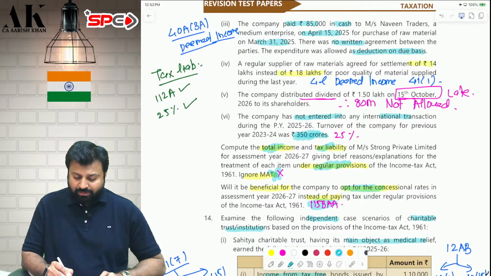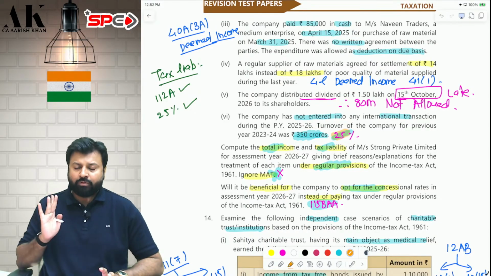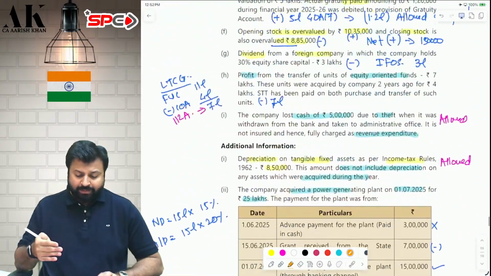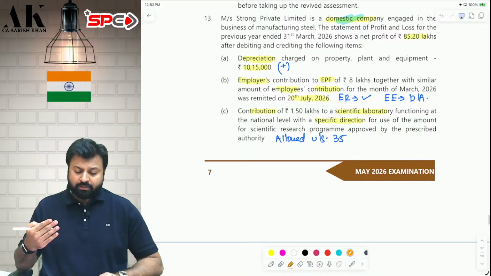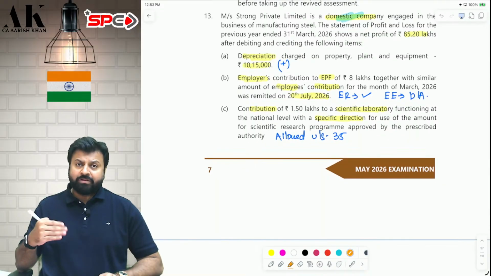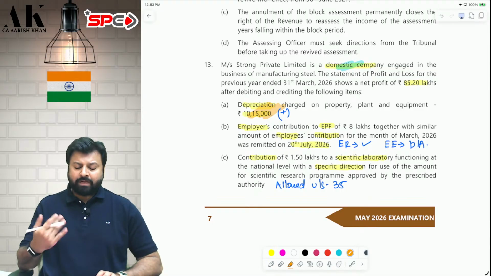The turnover of last year is 350 crore. Therefore, the tax in the current year will be how much? Will be 25% because the turnover is not exceeding 400 crore rupees. Now let's start with the solution as per normal provision first, and then we will compute the solution as per the provisions of 115BAA. The depreciation as per the books of accounts will be added back.